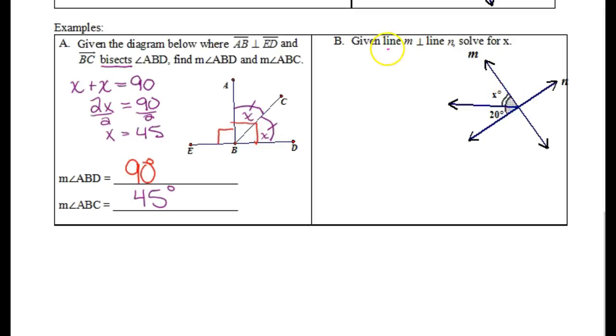Again, our hint is M is perpendicular to N, and we need to solve for X. So if M is perpendicular to N, couldn't I write my right angle there? So what's an equation we can write down? Since we know that's a right angle and these two angles create the right angle, we can say that their sum is 90. So let's solve, and X equals 70.